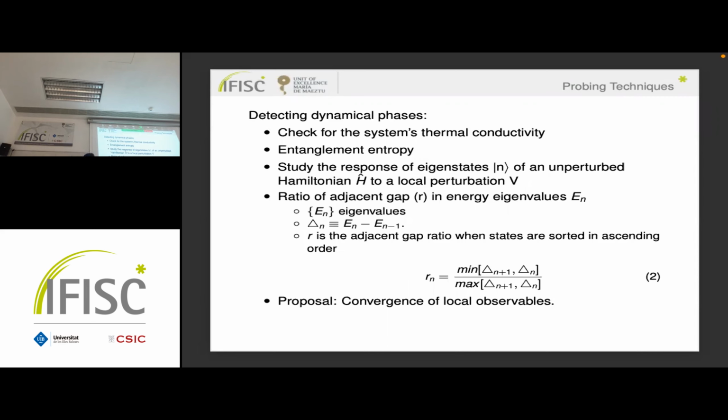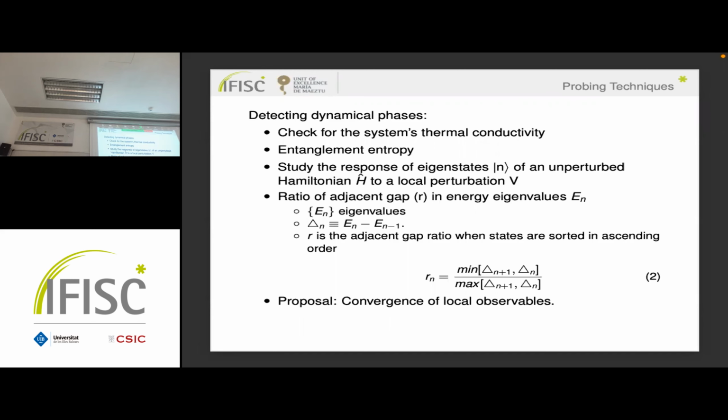The second thing is to calculate the entanglement entropy. Entanglement entropy is basically telling us the extent of entanglement between the subsystems that the system is made of. And entanglement entropy in an ergodic system obeys the volume law, while in a non-ergodic system, it obeys the area law.